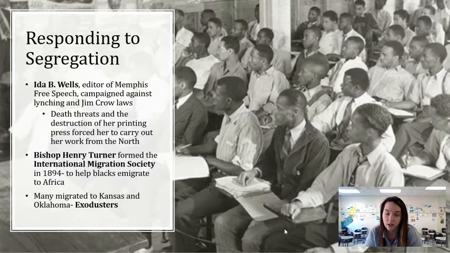So segregation is still obviously an issue. It's going to be an issue all the way through the early 1970s. And we know that in the South, white supremacists, the Democratic Party, used their power to suppress and keep them segregated. So we talked about Ida B. Wells and lynching. Bishop Henry Turner is going to form the International Migration Society to help them immigrate to Africa.